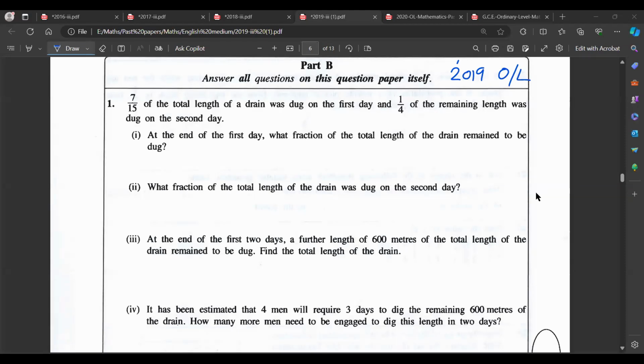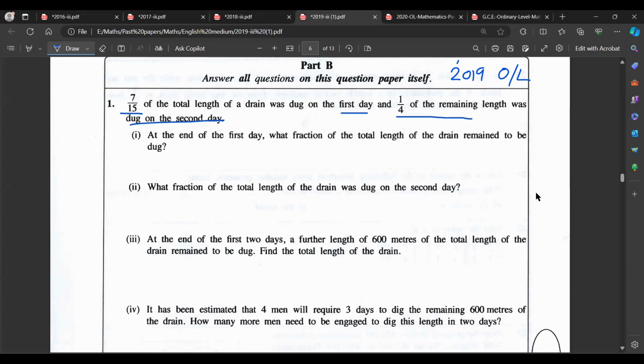Okay, now 7 out of 15 of the total length of the drain was dug on the first day. So first day is 7 out of 15. And 1 over 4 of the remaining length. Now what is the remaining? If 7 parts out of 15 were dug on the first day, then if you consider 15 parts, 7 parts are dug, so remaining should be 8 parts. By that one, 1 over 4 of the remaining length was for the second day.